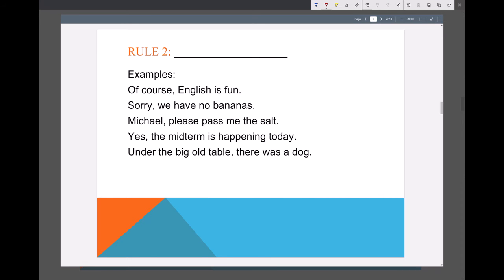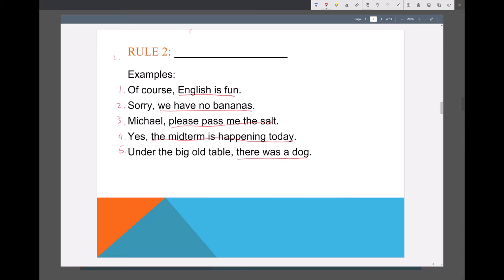Okay, have you figured it out? So again, we have 1, 2, 3, 4, and 5 sentences. Notice the parts after the comma. English is fun. We have no bananas. Please pass the salt. The midterm is happening today. And there was a dog. Do these look like sentences? Or independent clauses? If you think so, you are right.